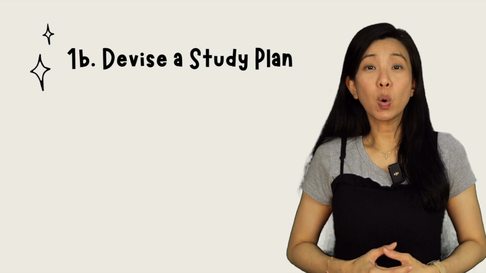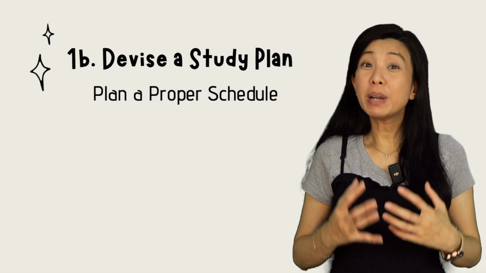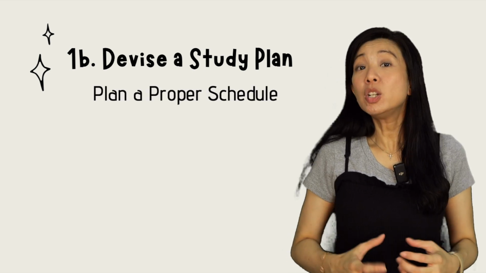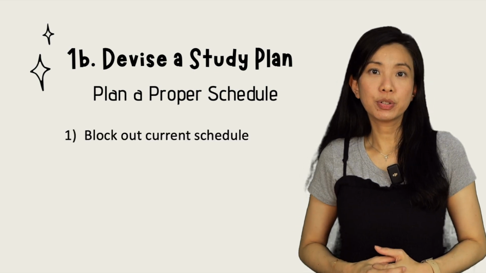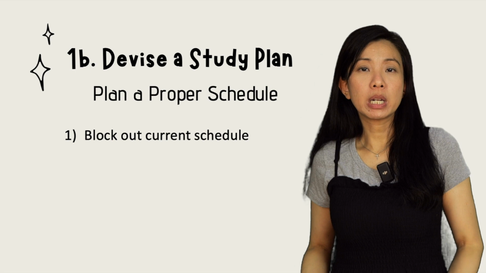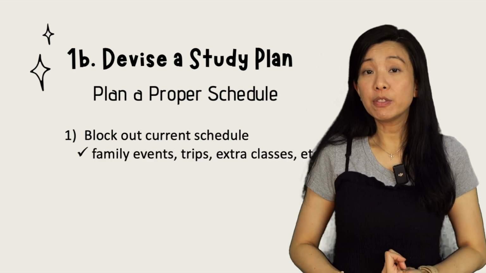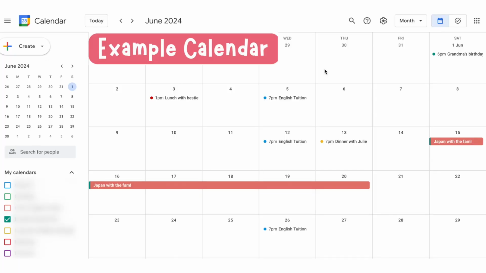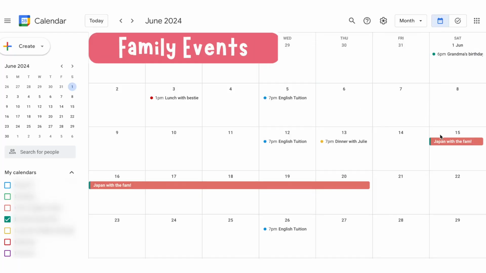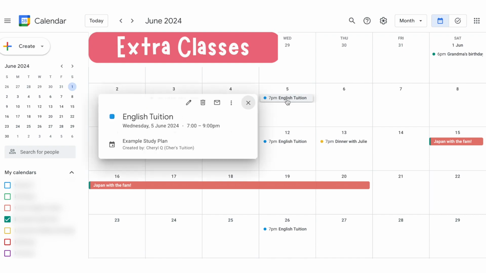Alright, so once you have your goal, the next thing you need to do is to plan a proper schedule. In order to do this, you need to first block out your current schedule. So this would be something that you have already planned, for example, family events, trips, extra classes, and so on. So take a look at my example calendar. I'm using Google Calendar for this. So in my schedule, you'll be able to see some of my planned family events, some meetups with friends, and also some other extra classes that I'm taking.